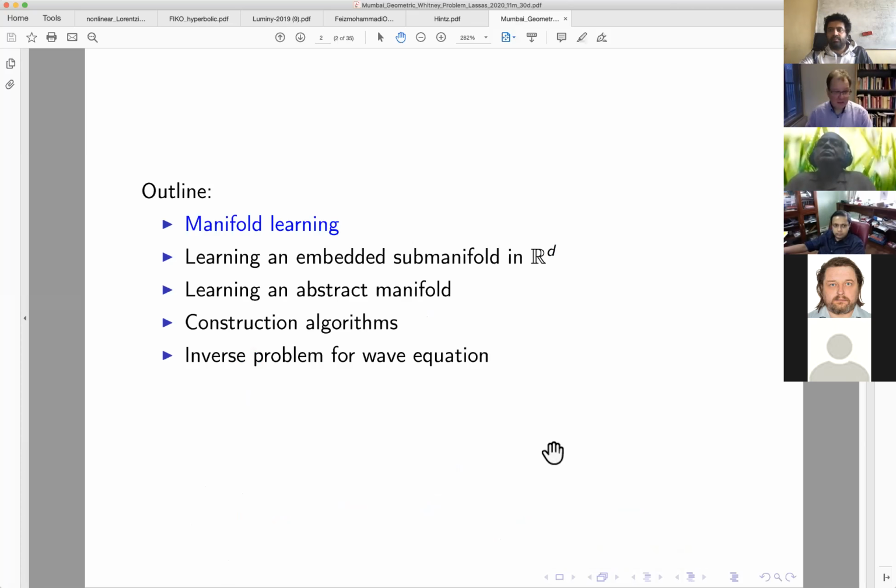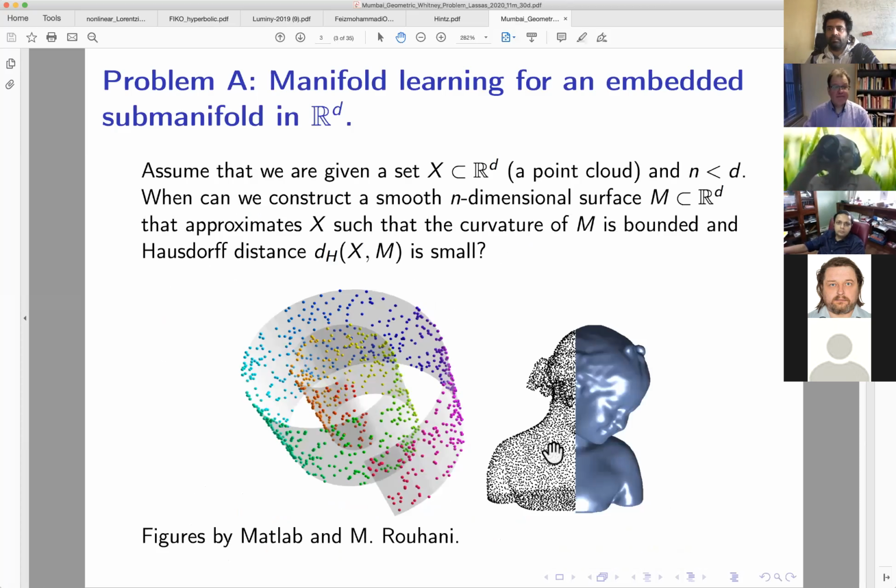So this is the outline. Let's start with learning embedded submanifolds and also the general theme, what type of problems we study. The first problem that we study is to find a smooth embedded manifold in Euclidean space when we are given a set of points that are close to this surface. So we are given a data points set X, that typically is a discrete set. In applications, that is just called a point cloud.